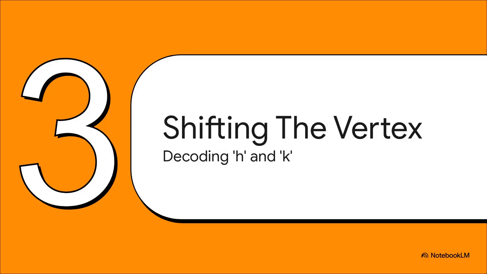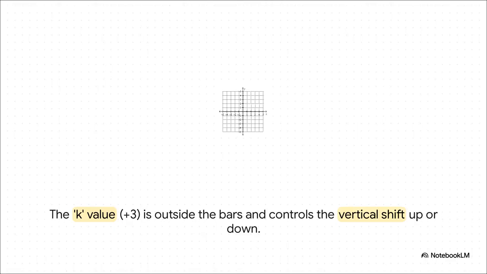We're going to start with the easiest part of the code, h and k. These two have one job, and one job only. They tell the vertex of our V-shape where to go. They control its location on the graph. That's it. Let's start with k. That's the number that's just hanging out outside the absolute value bars. So for absolute value of x plus 3, our k is a positive 3. And the instruction is super simple. Just take the whole graph and slide it up 3 spots. And look, that's exactly what happened. The vertex went from (0, 0) right up to (0, 3).